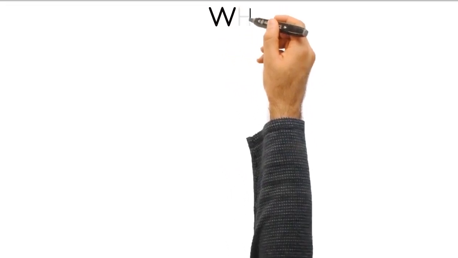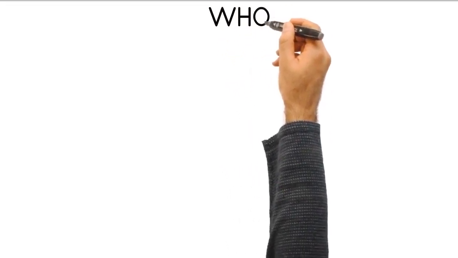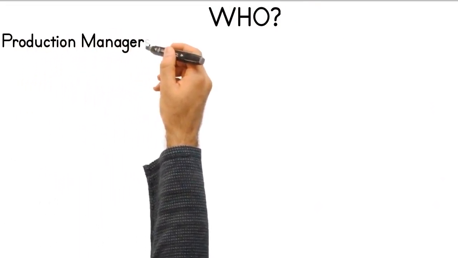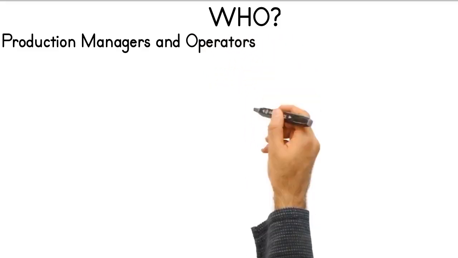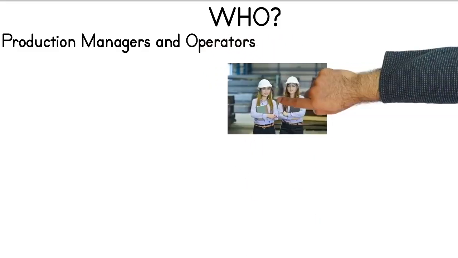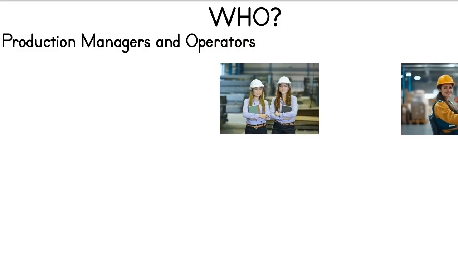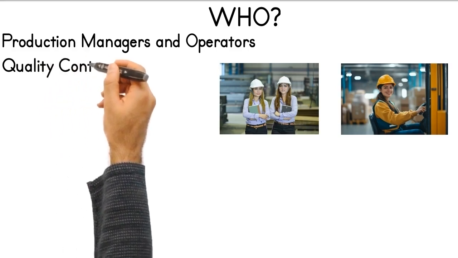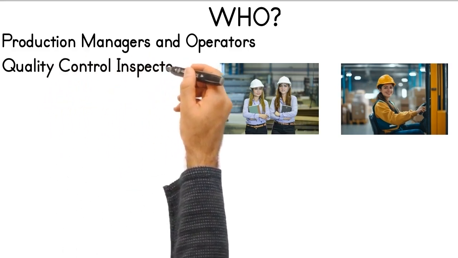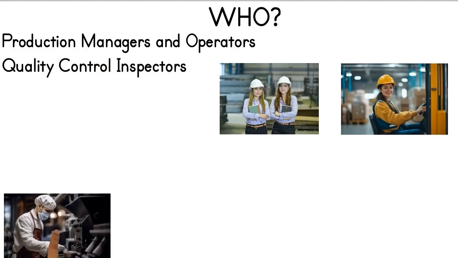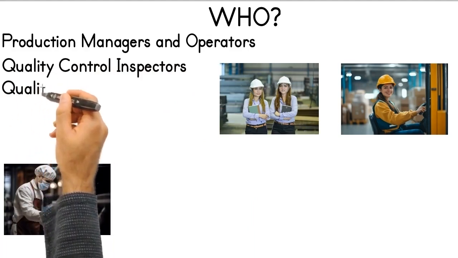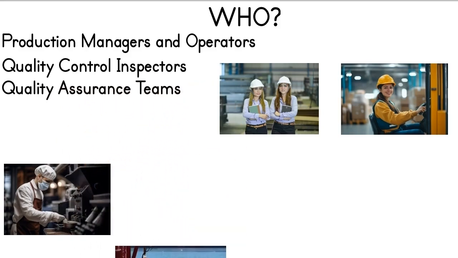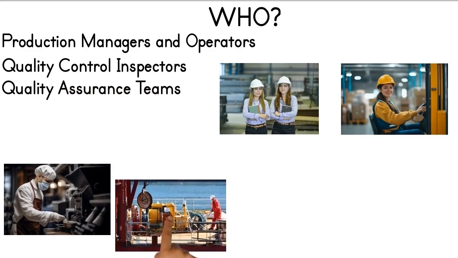Who uses quality and process control? Production managers and operators. They are responsible for implementing process control measures and ensuring that production lines meet quality standards. Quality control inspectors. These professionals inspect and test products to ensure they comply with specifications. Quality assurance teams. QA teams focus on implementing and maintaining systems that uphold consistent quality across products and processes. Engineers. They design and optimize processes to meet quality standards and improve efficiency.